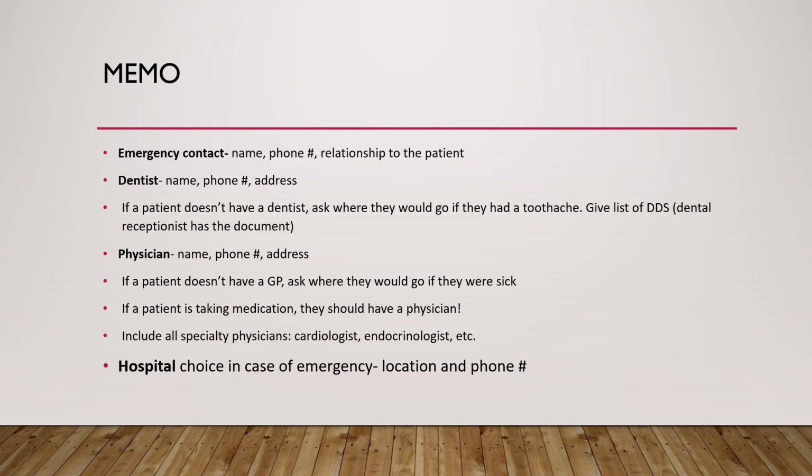The hospital must be documented. Again, in a case of an emergency, we want to know where the patient wants to be seen. Many patients will say, well, just bring me to the closest hospital. This is the opportunity where you would need to go online and find out what hospital is closest to us. Again, we would need the location, the address, and the phone number.